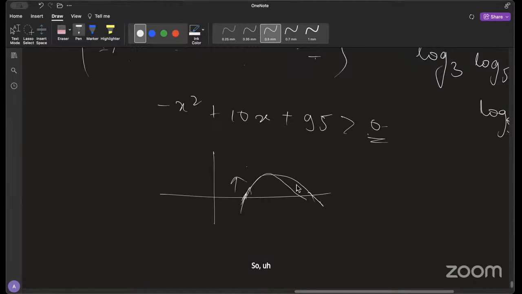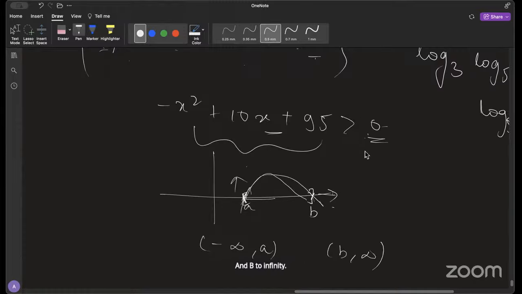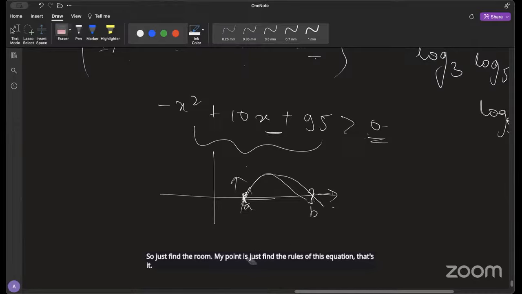So let's say this is A, this is B. These are the roots of this equation. Then from A to B, this equation is greater than 0, right? It's above the x-axis. And for everything from minus infinity to A and B to infinity, it's less than 0, right? So just find the roots of this equation. That's it.